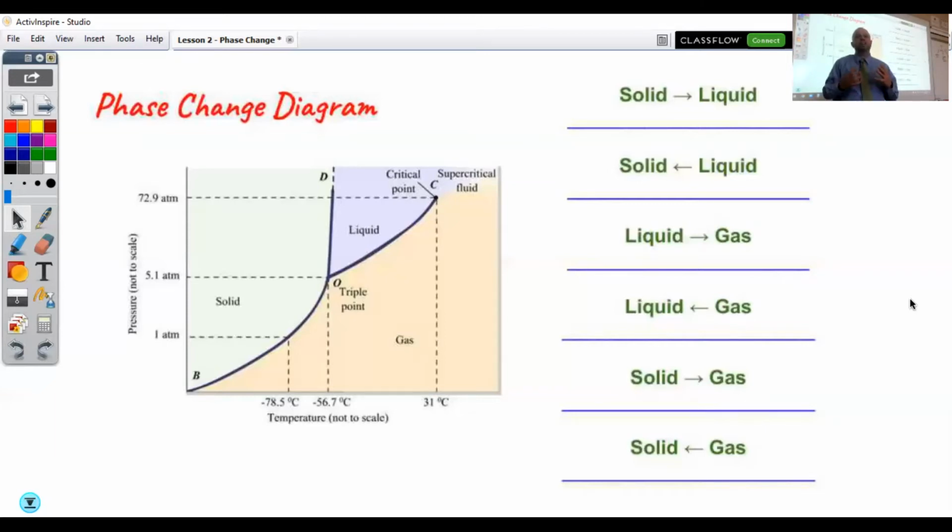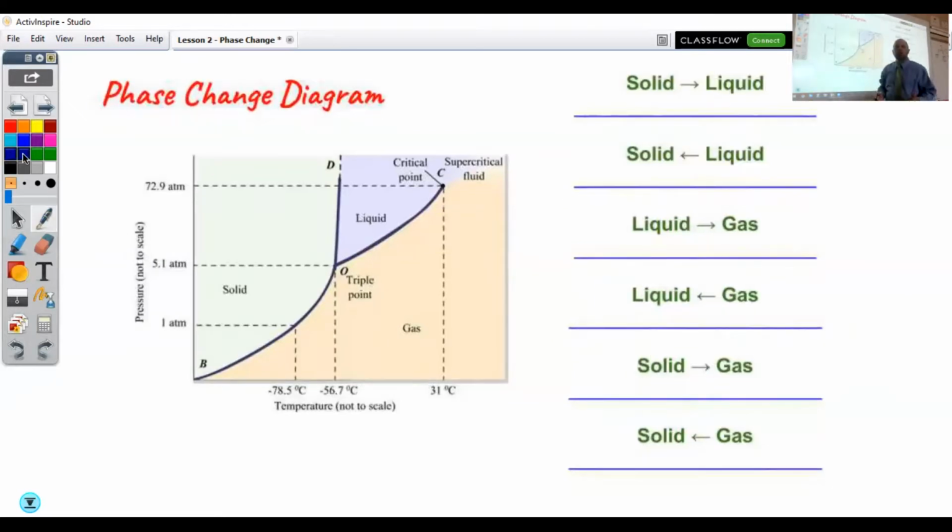Now, we're going to identify the name that is associated with all of these different phase changes. So let's begin by looking at the change from a solid to a liquid. These names are true of any substance, regardless of what their phase diagram looks like. The change from a solid to a liquid, think about an ice cube becoming liquid water, we call that melting. The opposite of that, going from a liquid back to being a solid, we call that freezing.